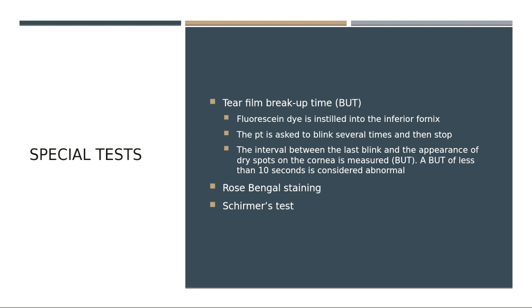And there are special tests that we do for the dry eye syndrome. Okay, you have here what we call the breakup time, where we instill fluorescein dye into the inferior fornix. The patient is asked to blink and then stop, and then you measure the interval between the last blink and the appearance of dry spots on the cornea. Usually it takes about 10 seconds before you see dry spots appearing on the cornea, right? So a breakup time of less than 10 seconds is considered abnormal. Other tests that we do for dry eyes are rose Bengal, which is another dye, and the Schirmer's test, right?